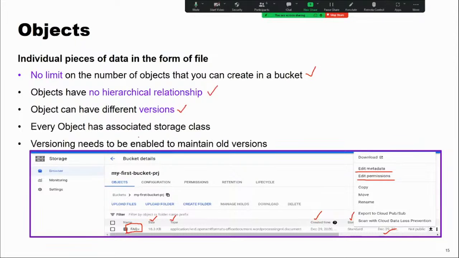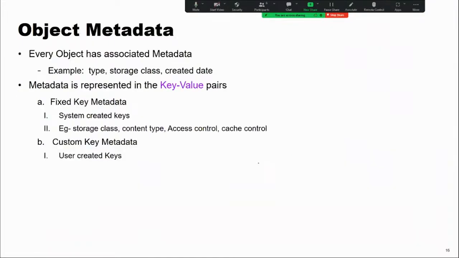Every object has an associated storage class, right? This will be inherited from the bucket. So for example, you create a bucket that has a standard storage class. You keep a file, and that file will also have the same storage class. So this is how it is. Versioning needs to be enabled to maintain the old versions. And this is the object metadata.